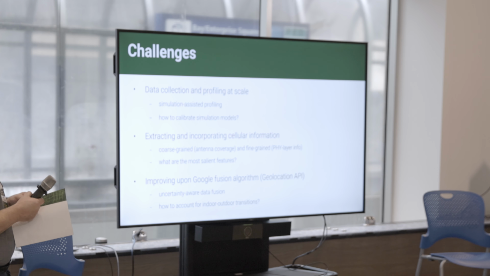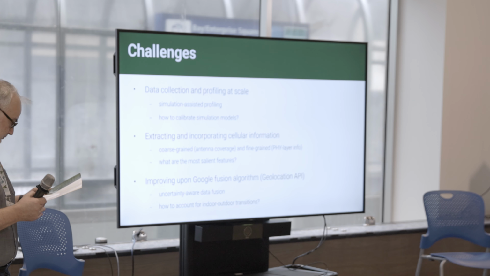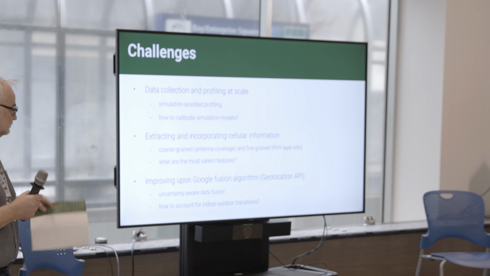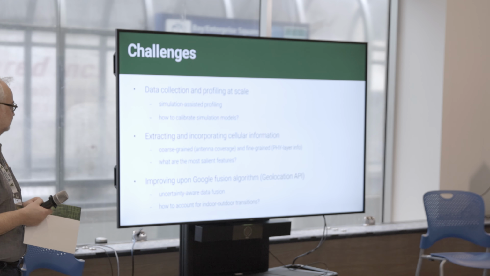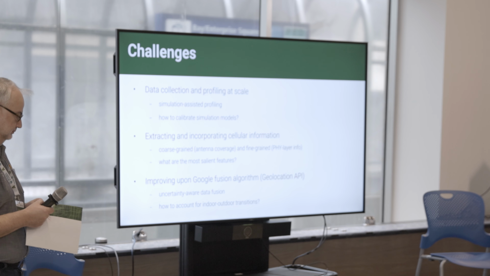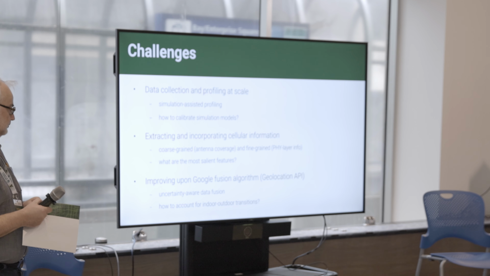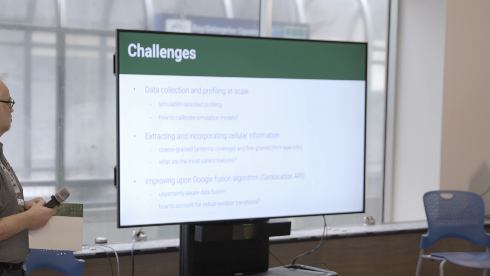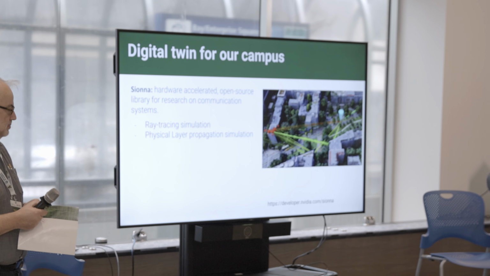And finally, there is something called the geolocation API by Google. Google already fuses data from multiple sources, including Wi-Fi and other types of sensing technology that they use, but we don't know how it works. So would it be possible to improve upon that by using 5G, Wi-Fi, GPS, depending on the location and taking into account the uncertainty of these location estimates? So these are the challenges that we faced.